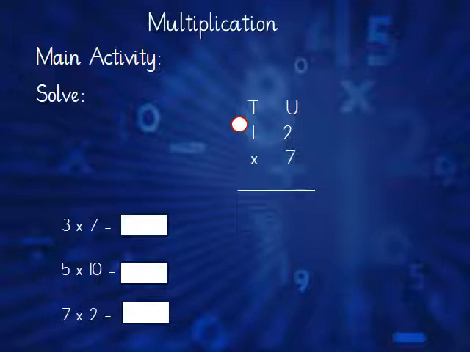Moving towards the multiplication sentences, 3 multiplied by 7 is equal to 21. 5 multiplied by 10 is equal to 50. 7 multiplied by 2 is equal to 14. I'm sure your answers are correct. Thus, good job.